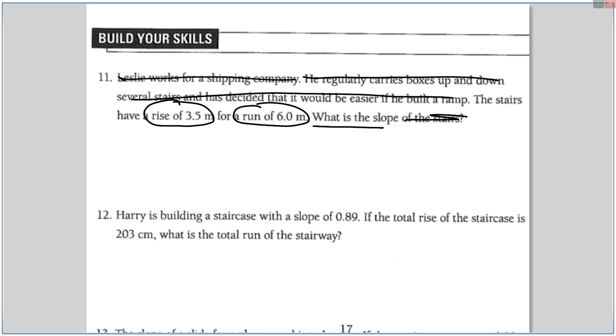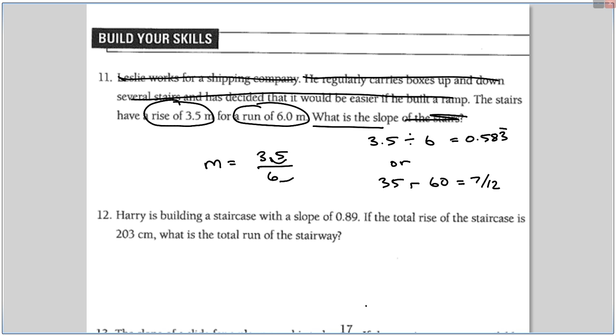So how do I calculate this slope? 3.5 divided by 6. So straight to the calculator like this, or slide the decimal and go 35 fraction 60 in the calculator. And you can get decimal answers, you can get fraction answers. The fraction answer is 7/12, and the decimal answer is 0.583 repeating. Okay? And I'll be happy with either one, whatever you're more comfortable with.